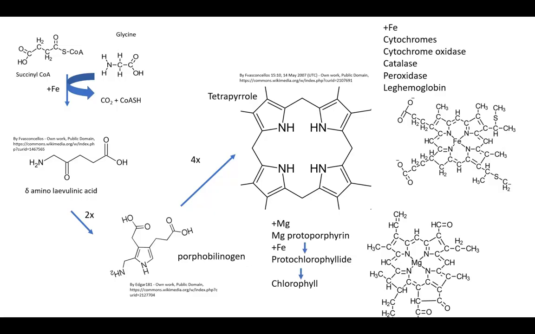This is all the biochemical part, but you can see how important this particular process is. The tetrapyrrole can be used to make cytochrome, cytochrome oxidase, catalase, peroxidase, leg hemoglobin, chlorophyll A, chlorophyll B. Therefore, this is one of the building blocks of all sorts of biochemical stuff. This is how really important iron is in the physiology of organisms.